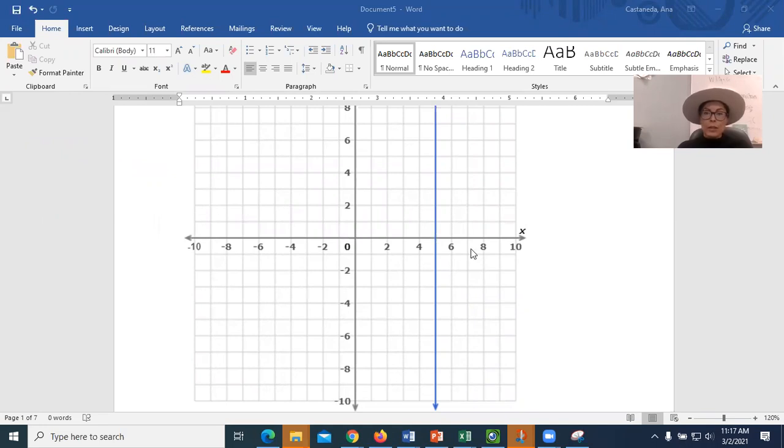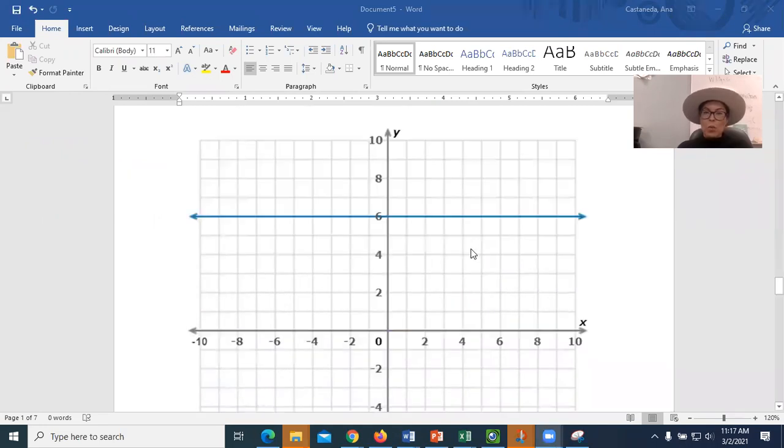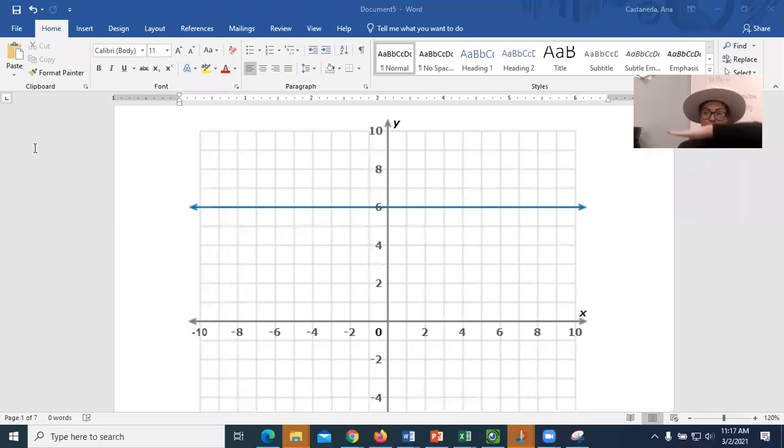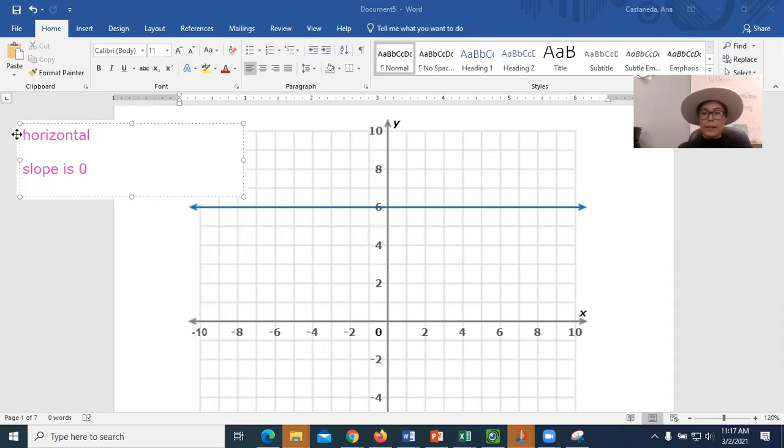The next one is going to be a horizontal graph. When you have a horizontal graph, a sideways, that means your slope is 0. That means you don't have any x's in your equation. So it's only going to be a y equals. It goes through 6. That's the y-intercept. So it's going to be y equals 6. That's all you have to do. So remember, a horizontal line, your slope is 0. This is the mouth of slope man.